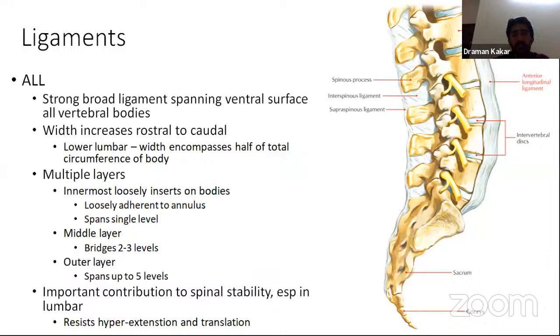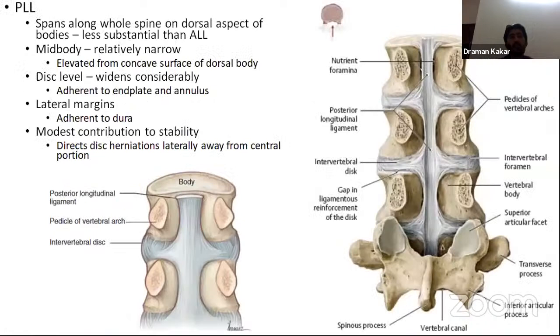It basically provides stability to the spine and resists hyperextension and translation. Now the posterior longitudinal ligament. The posterior longitudinal ligament is present behind the vertebral bodies. At the vertebral body it is thinner as compared to the level of the disc, where it is broad, and laterally it blends with the annulus fibrosus and the dura mater.